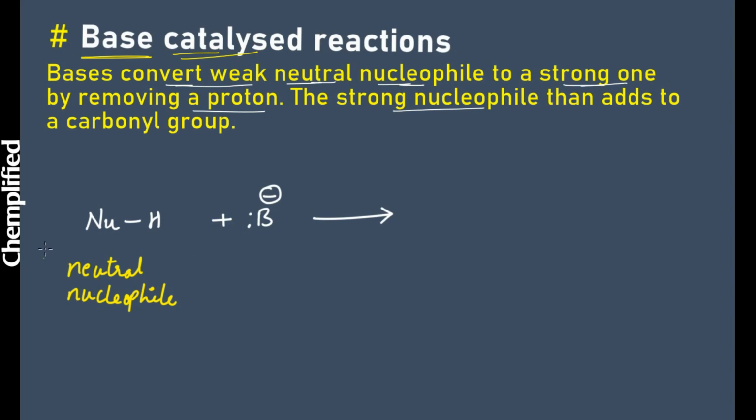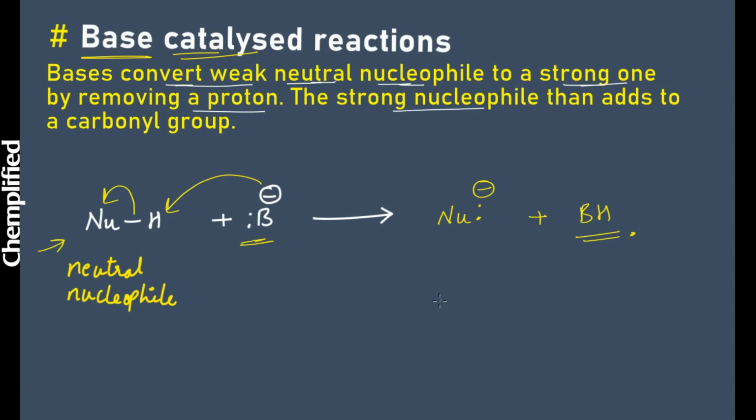Suppose you have a neutral nucleophile, right? What the base will do is, it will capture the proton and the electrons will move towards the nucleophile. What you will get is a nucleophile with a negative charge, which is a strong nucleophile, and the base will accept the proton, right?